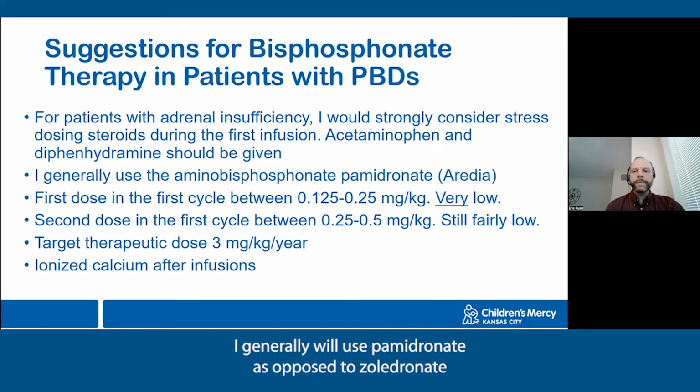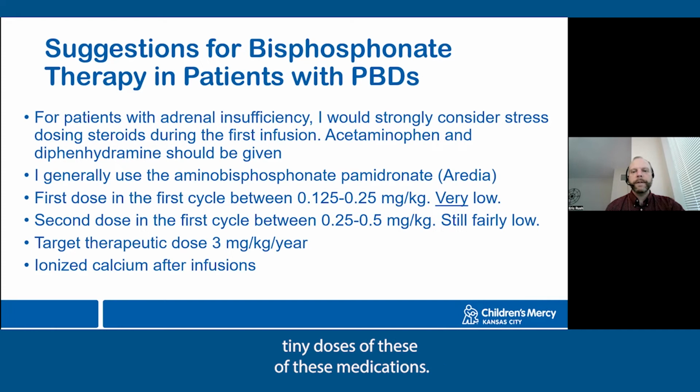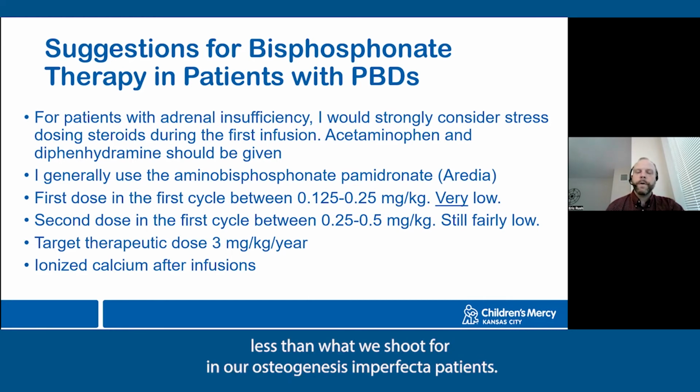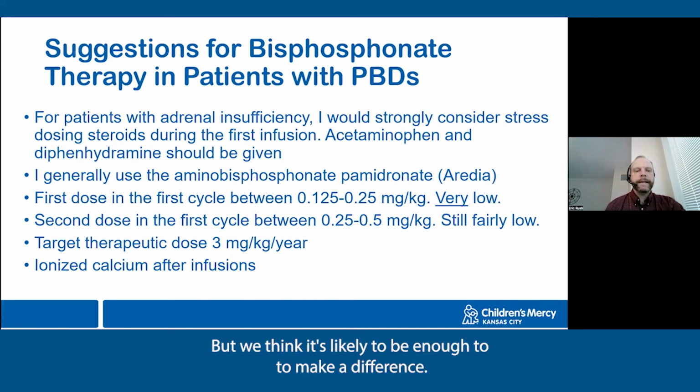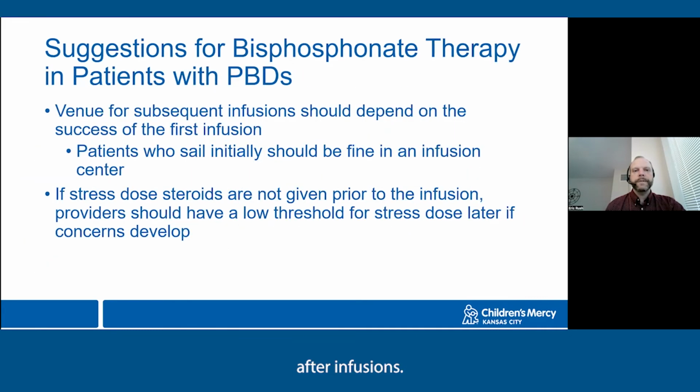We generally use pamidronate as opposed to zoledronate, just because I think it's easier to dose, because we're giving really tiny doses of these medications, and we want to do it that way. We want to make sure that we're giving a relatively low dose for safety reasons, so we target a therapeutic dose that is a little bit less than what we shoot for in our osteogenesis imperfecta patients, but we think it's likely to be enough to make a difference. And we also want to make sure that the calcium level doesn't drop after infusions.